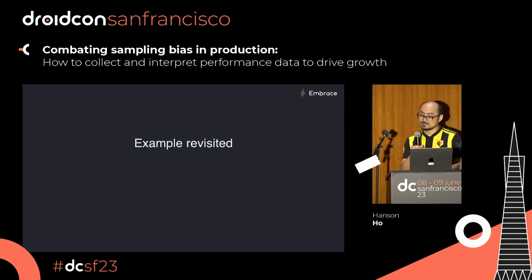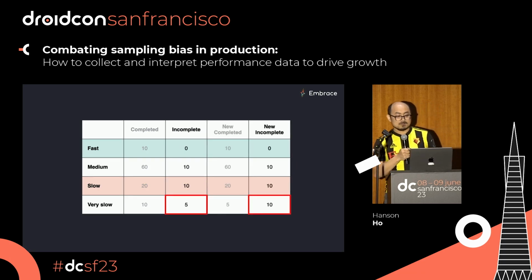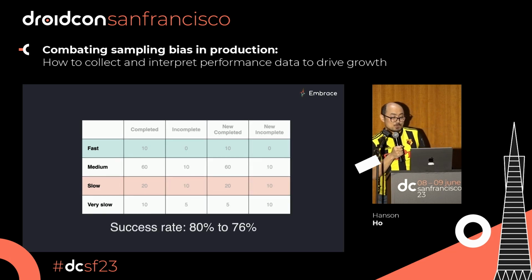So let's revisit our previous example. Complete, incomplete. We track both now. Cool. With the changes to regression, new incomplete for very slow has increased. And therefore, success rate went from 80 to 76. So even though the aggregates are still kind of confusing, you can actually tell that success rate has gone down.